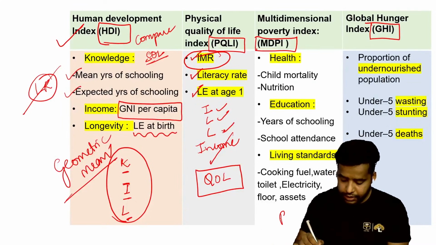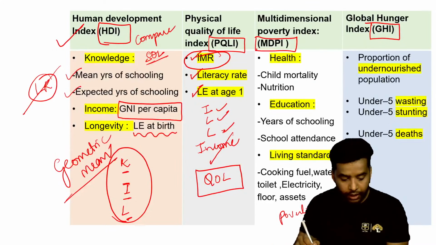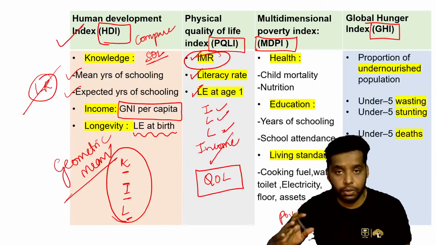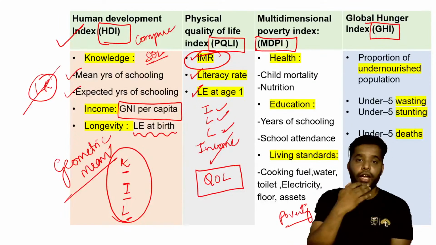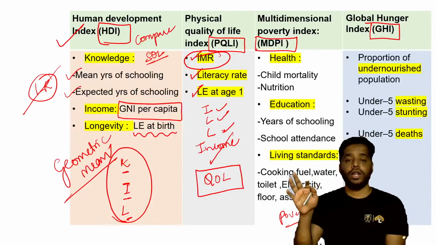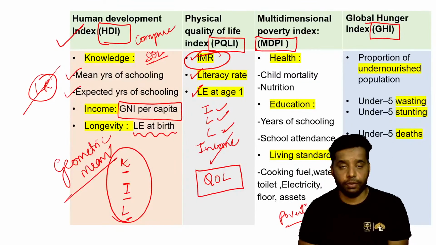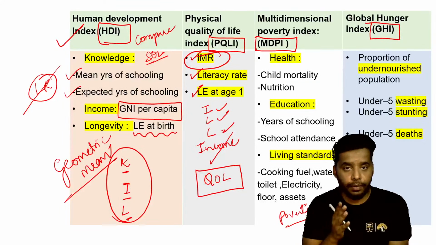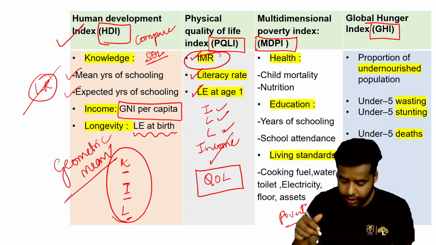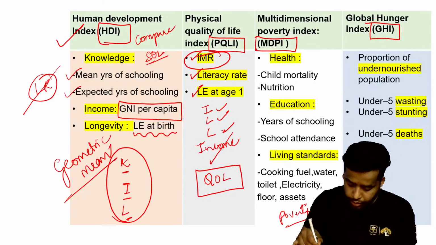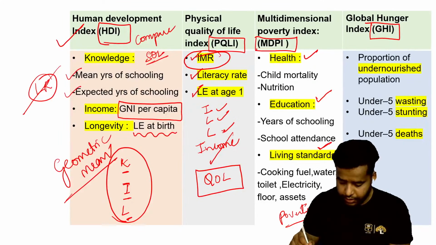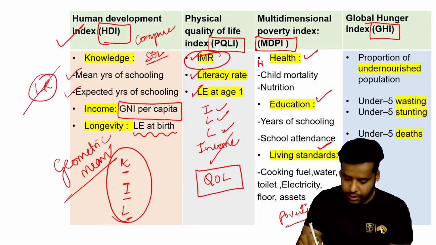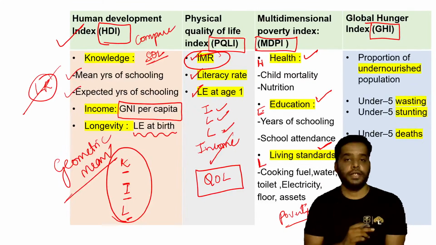For comparing the poverty status between countries, we have to use the Multi-Dimensional Poverty Index. Before, we had the Human Poverty Index; now we do not have it. What are we supposed to use? Multi-Dimensional Poverty Index. How many dimensions? 1, 2, 3: health, education, living standards. Remember the mnemonic HEL: health, education, living standards.